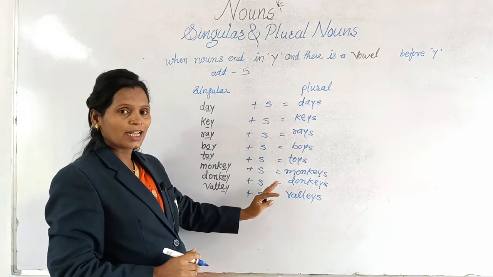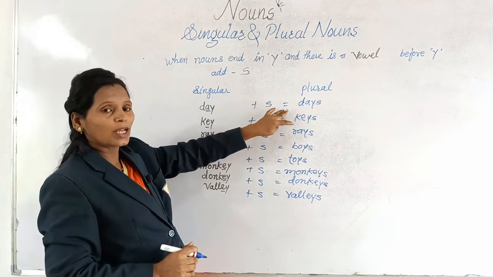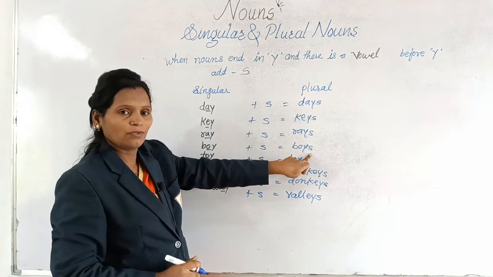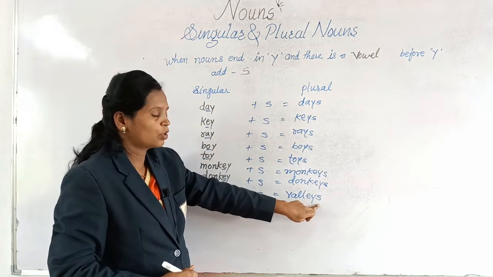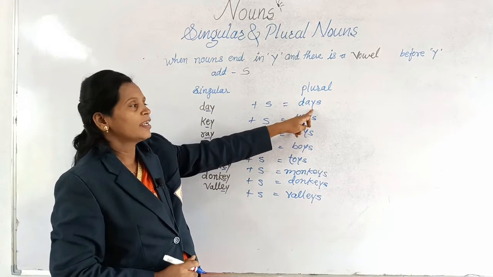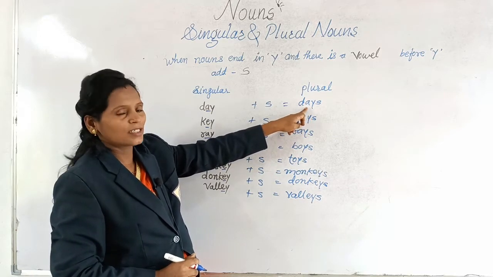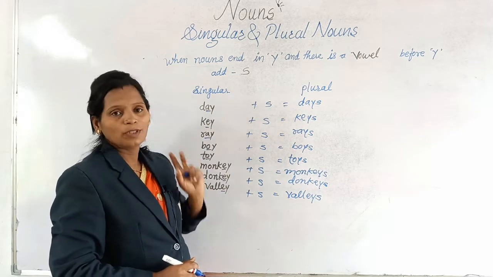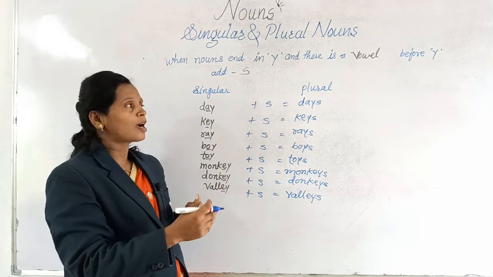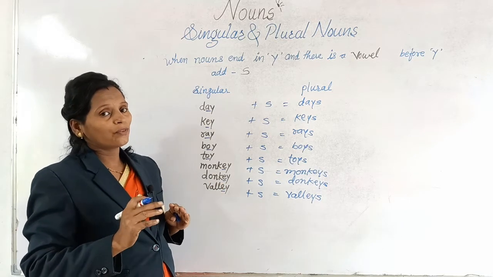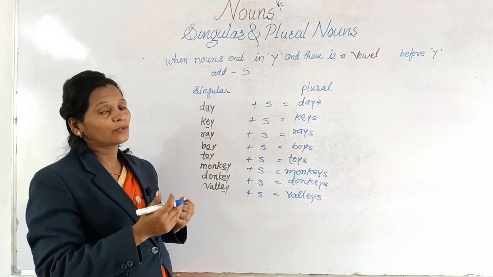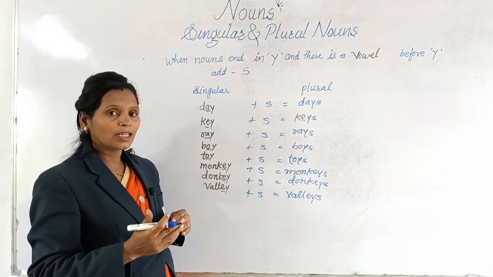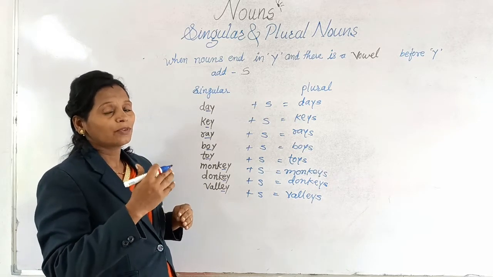Did you understand how you can make them plural? Add only S at the end of the word, because before the Y there is a vowel. Next I would like to give you words that end with the letter F and FE. To make them plural, we change the F or FE and make them VES.